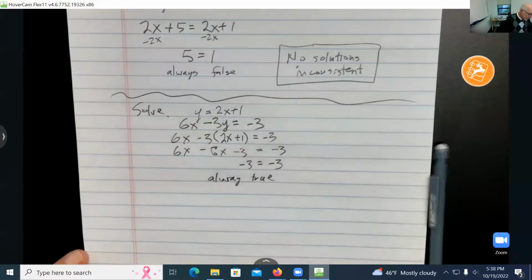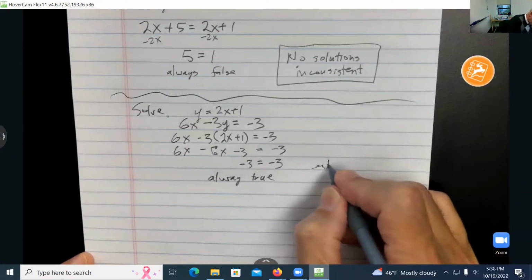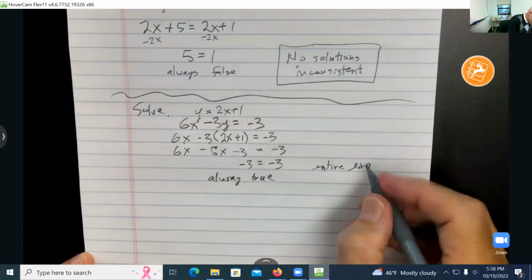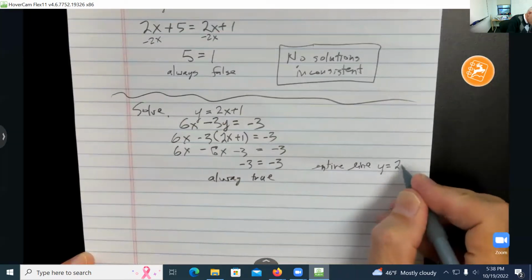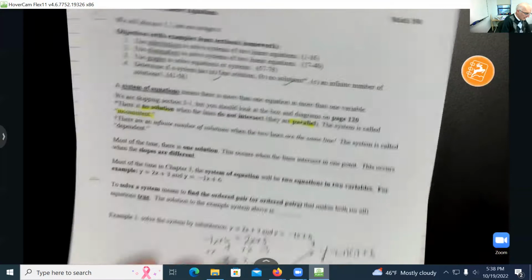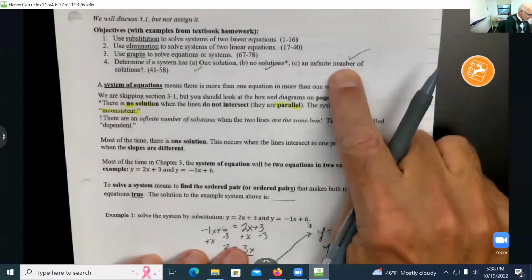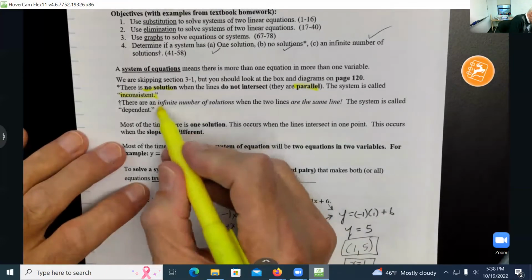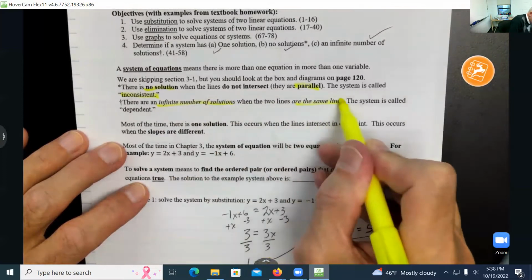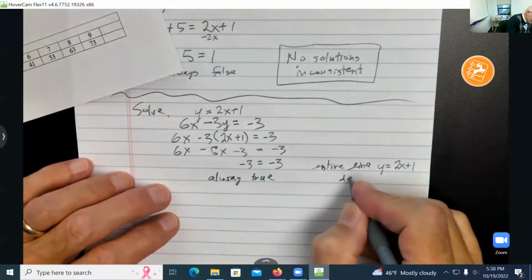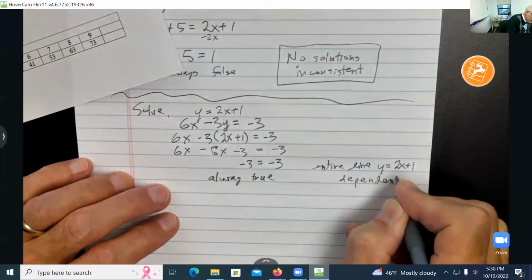So my solution is the entire line, and you can write either equation. I think I'll write the first equation, y equals 2x plus 1. So that's the solution set. It's the entire line. This is an infinite number of solutions, and this one is called dependent. An infinite number of solutions occurs when it's the same line, and this is called a dependent system. Dependent.